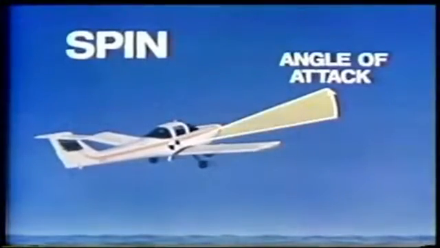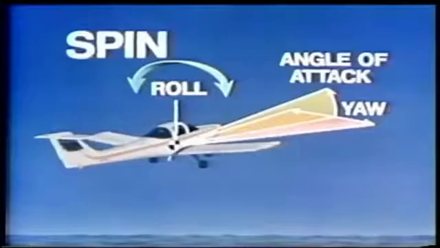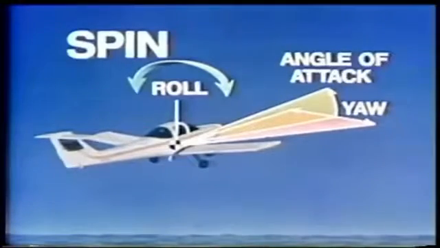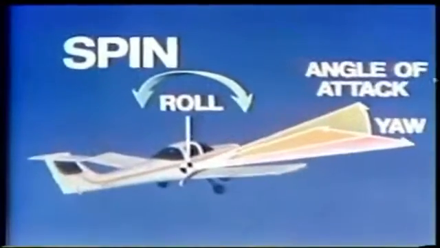A spin is caused by two primary factors: the aircraft at or beyond the stall angle of attack, plus roll or yaw or side slip acting on the aircraft. A spin is divided into phases: incipient and fully developed. The incipient phase is that portion after stall when the aircraft commences a spin-like motion.